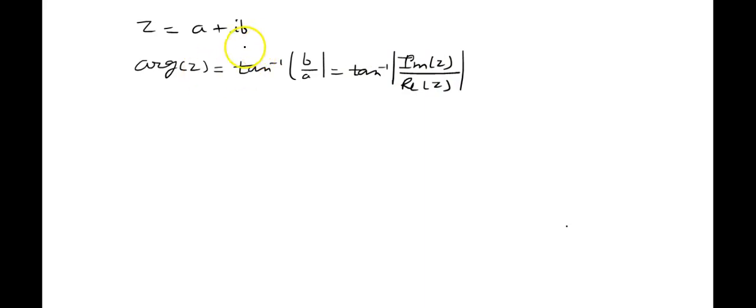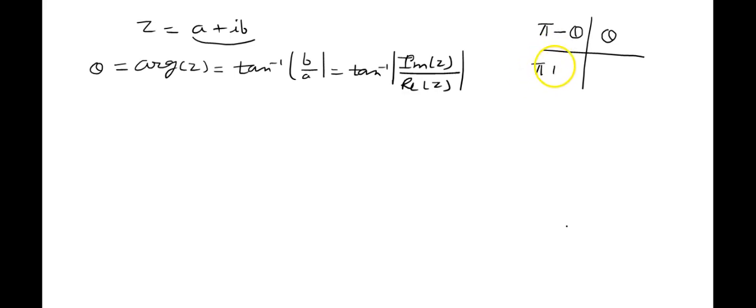But this is not it. The argument of any complex number depends on the quadrant. I'll write the argument of Z as theta, and it depends on which quadrant this complex number is falling in. If it is falling in the first quadrant, there's no problem, I can use theta as it is. But if it falls in the second quadrant, the formula to find the argument of Z is pi minus theta. If it is falling in the third quadrant, I will use pi plus theta. If it is falling in the fourth quadrant, I am going to use 2 pi minus theta.